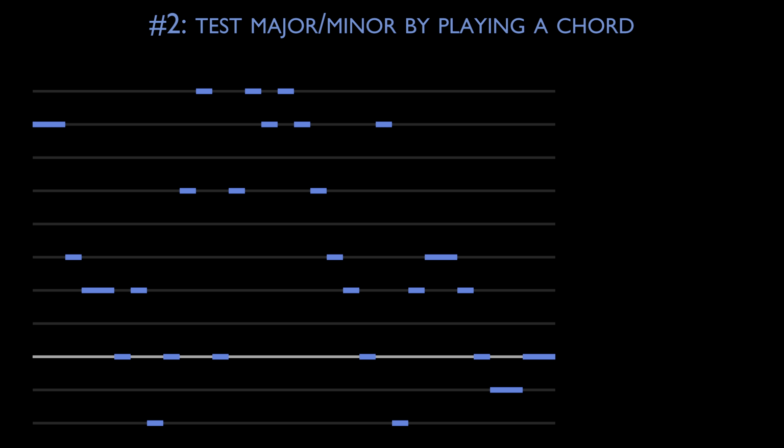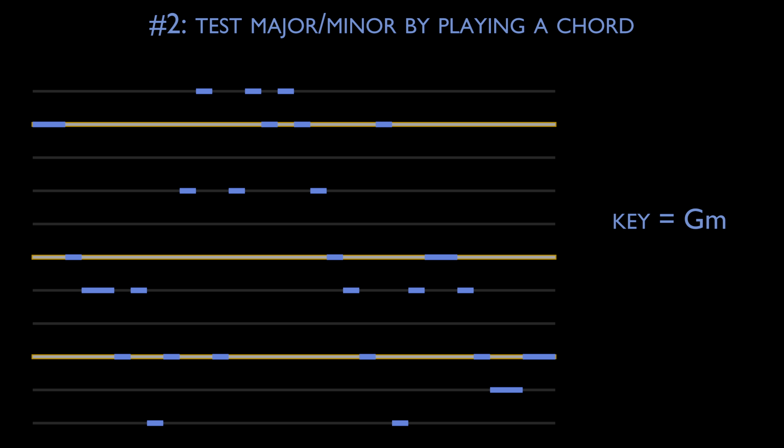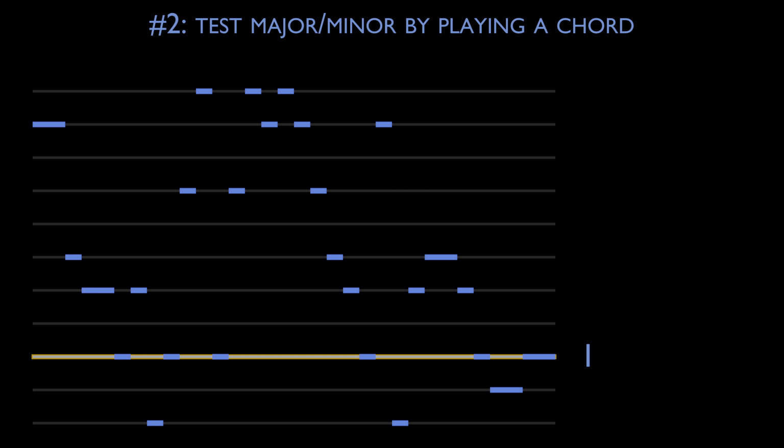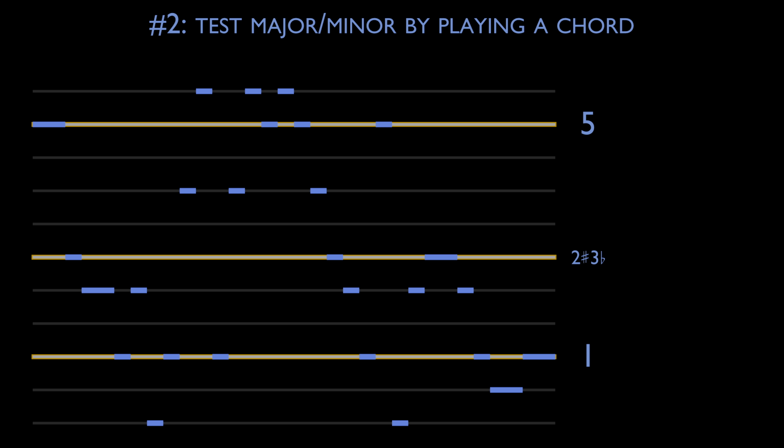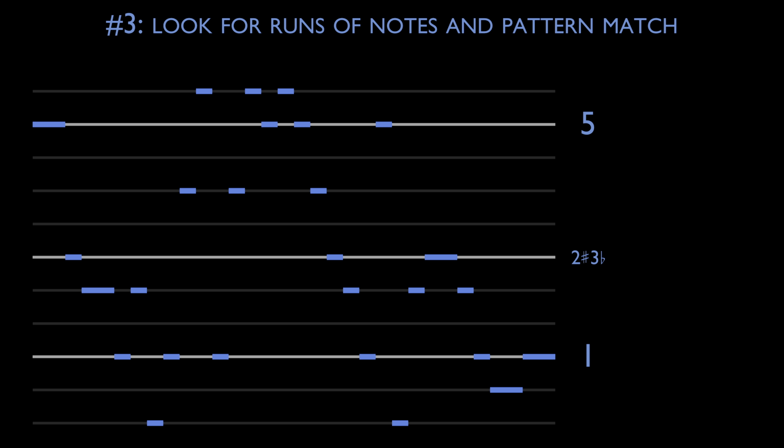So this melody is in the key of G minor. And that means that a G minor chord is the 1 minor. The 1 minor chord uses the 1, flat 3, and 5 notes. So let's highlight the associated pitch lines to show that we now know them to be in the scale we are uncovering. Trick number 3. Look for runs of notes and pattern match.